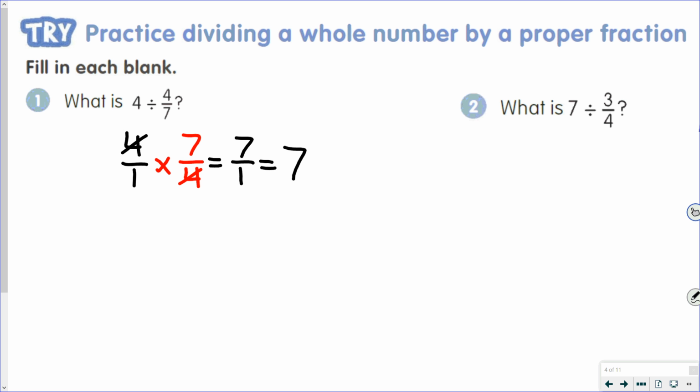7 divided by 3/4, so we keep the 7, change division to multiplication, use the reciprocal of 3/4, which is 4/3. 7 times 4 is 28. 3 times 1 is 3. 3 goes into 28 9 times. 9 times 3 is 27. 28 minus 27 is 1. So we would have 9 1/3.